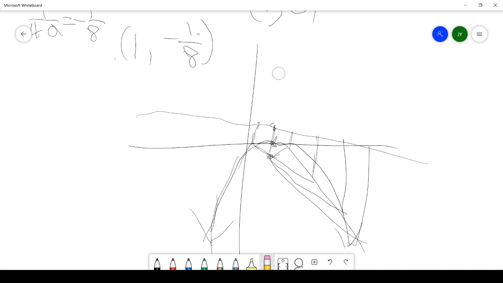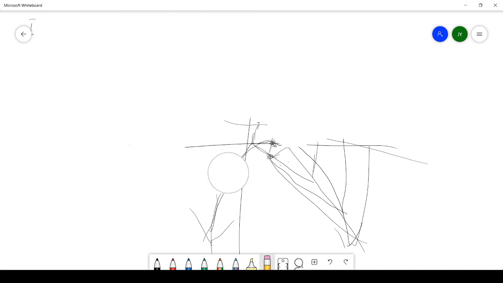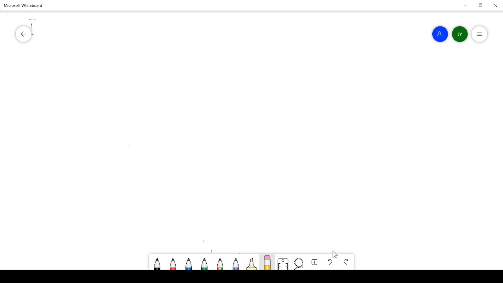Let's look at some variations of what you might see for parabolas. So first, what if you get a parabola that looks like this?